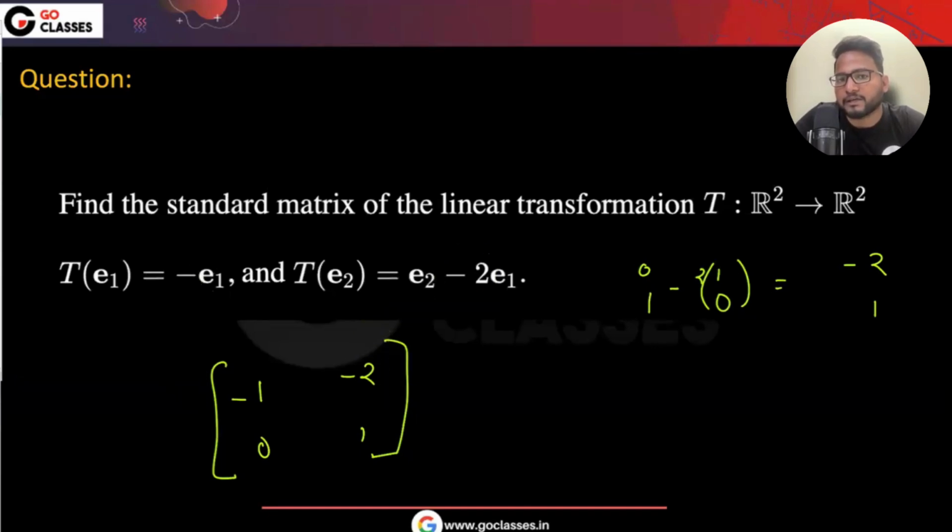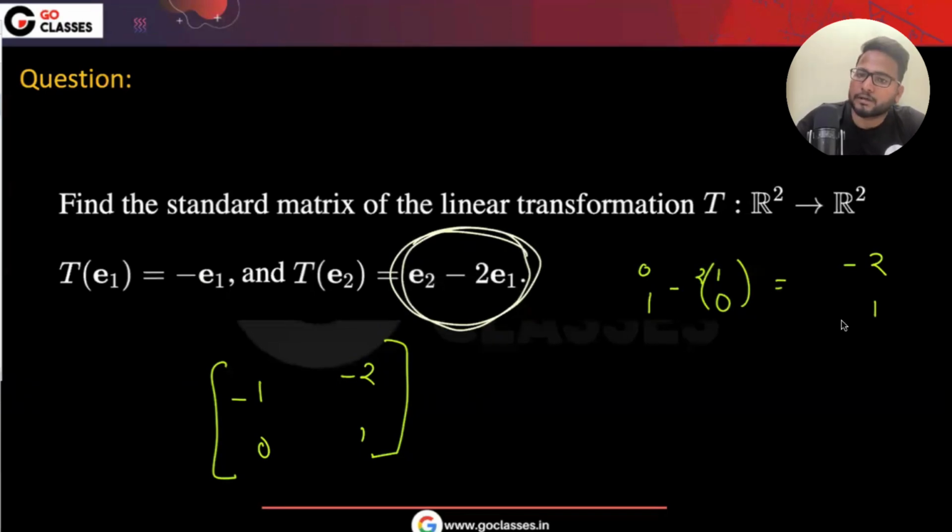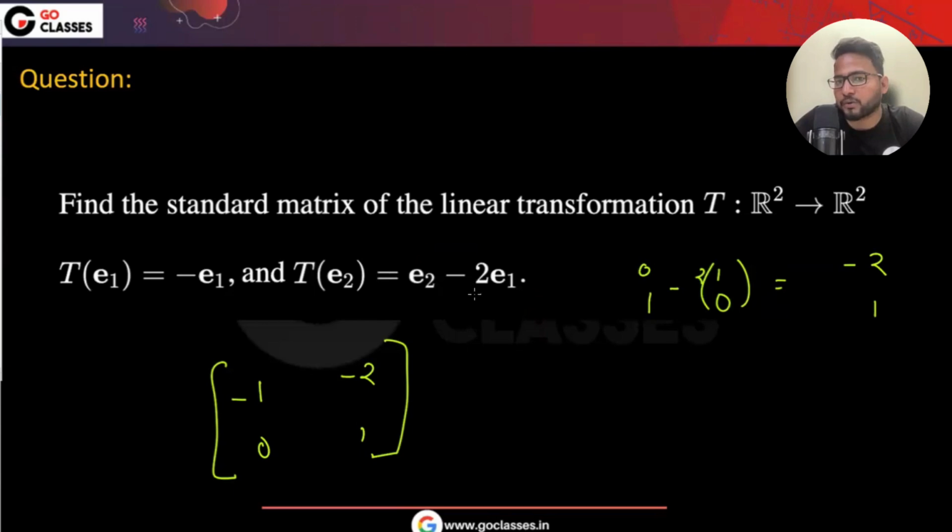Because ultimately this whole thing is a vector or a scalar? Tell me. This whole thing is a vector, right? So you can directly see the coordinates of the vector. I mean, the coordinates of the vector are nothing but the coefficient of E1 and the coefficient of E2, right?